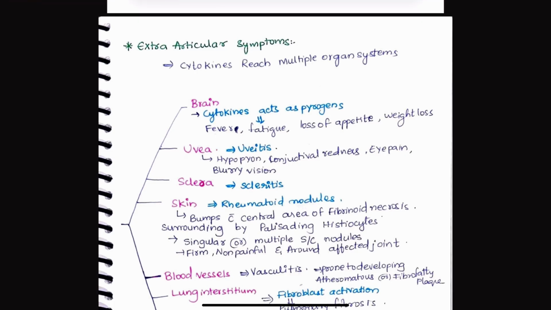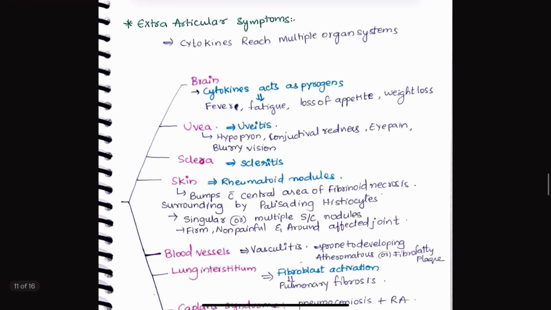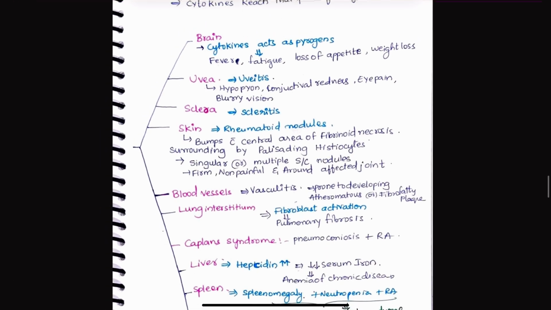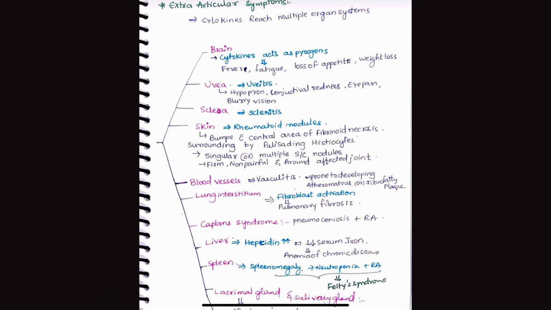Now let us move on to extra articular symptoms. Okay, as we know that these symptoms are produced by the cytokines. Cytokines don't merely get restricted to the joints, but they move freely and reach the multiple organs. This cytokines reaching the multiple organs will cause the extra articular symptoms. Okay, so when they reach brain, the cytokines act as pyrogens, which may cause fever, fatigue, loss of appetite, and weight loss.